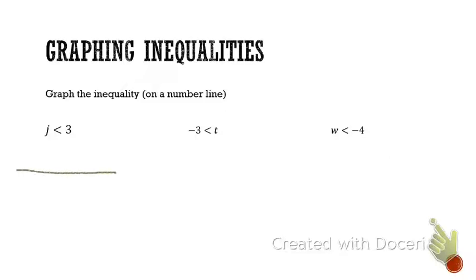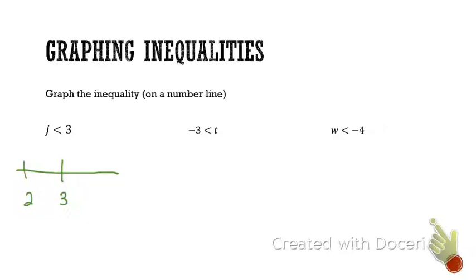I need 3 numbers on your number line. The middle number is always your solution, okay? Or the number that's in your solution. So in this case, 3. Now I need 1 number less than 3. 2.